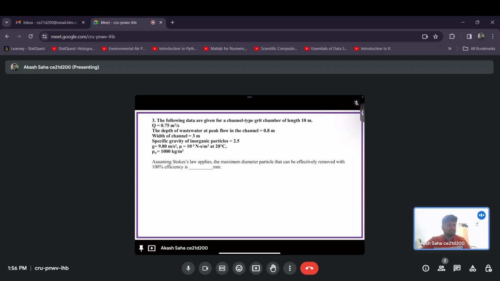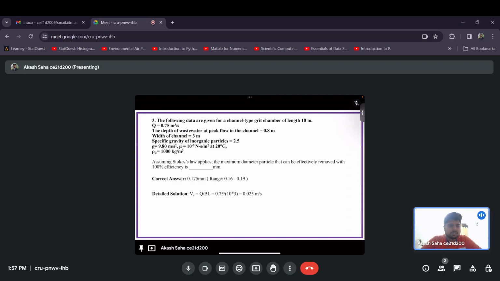Okay, so we'll see the solution. So the correct answer is 0.175 millimeter. Okay, we'll see how it comes. So at first we'll find the settling velocity. For settling velocity, we will divide the discharge by the surface area.